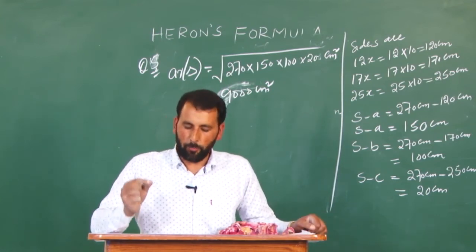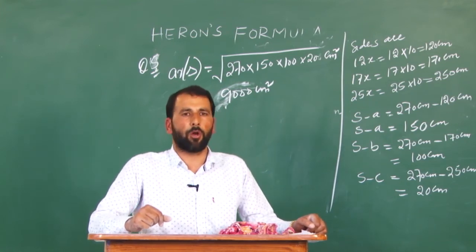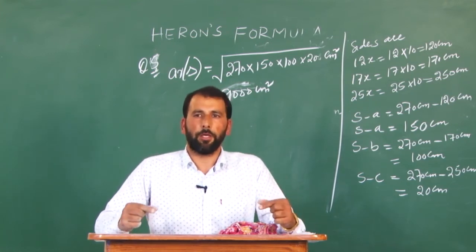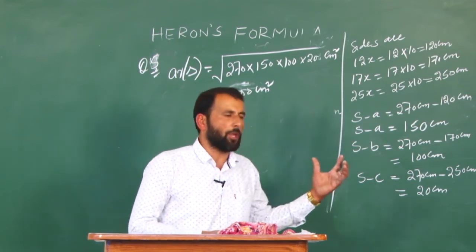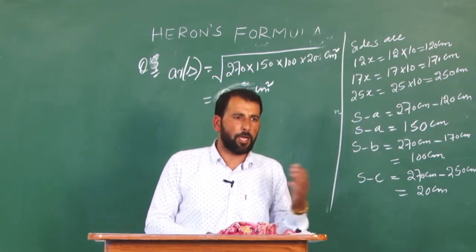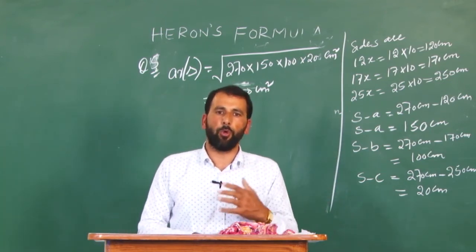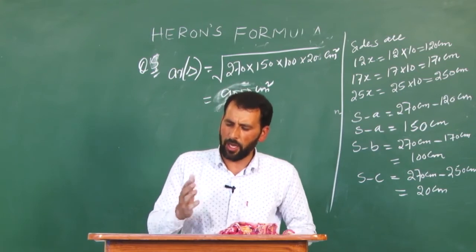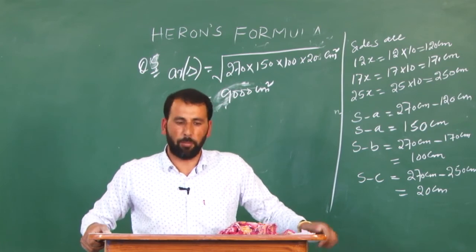Question number 1 of exercise 12.1. Heron's formula is also applicable when we have a quadrilateral. It is applicable only when we have a triangle, but if we have a given quadrilateral, we can join one of its diagonals and divide it into two triangles. Then after division into two triangles, we use Heron's formula. Let us take an example, that is exercise 12.2, question number 1.